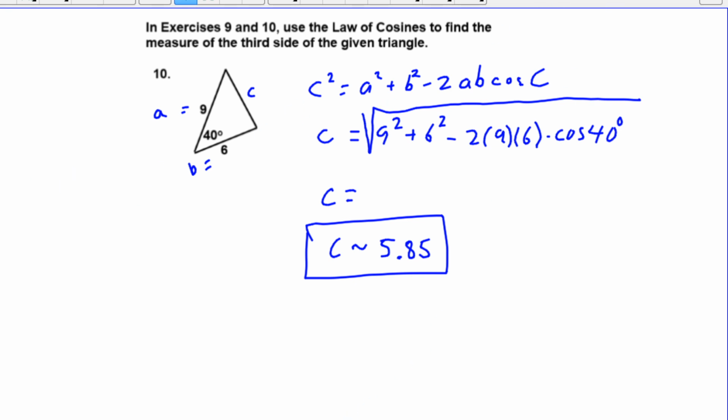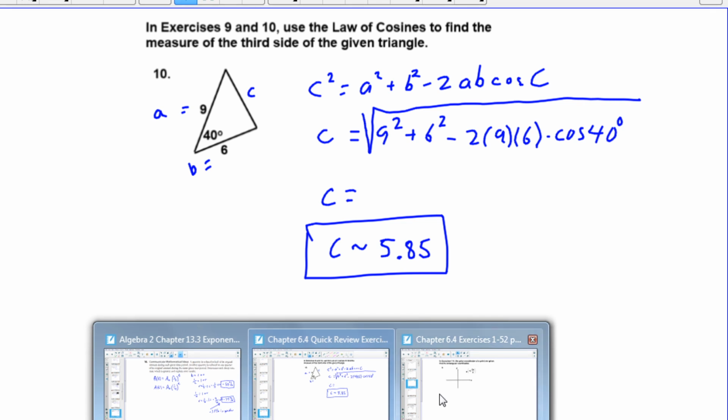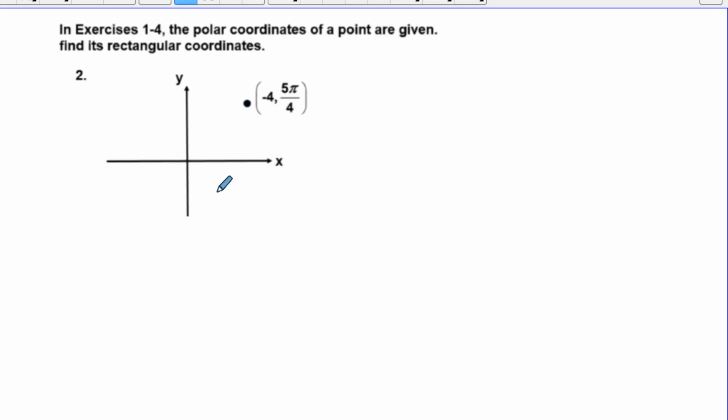Next, we have this exercise 1 through 6. It says, in exercise 1 through 4, the polar coordinates of a point are given. Find its rectangular coordinates.